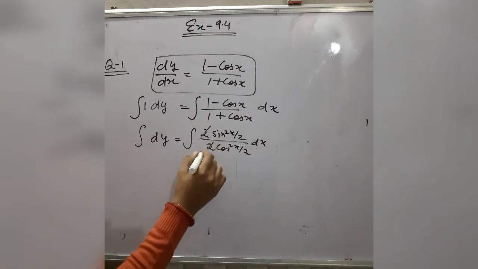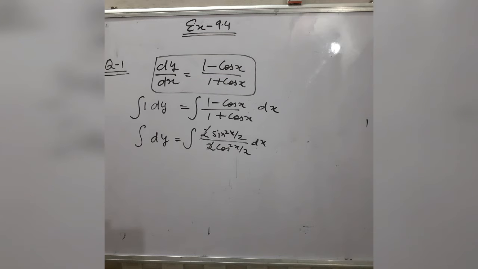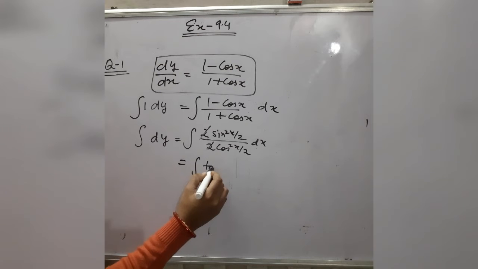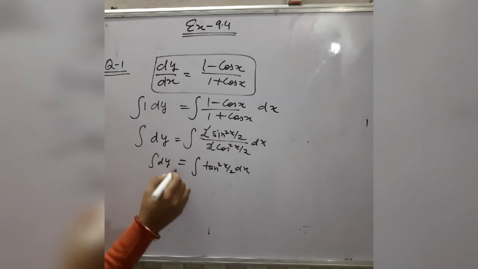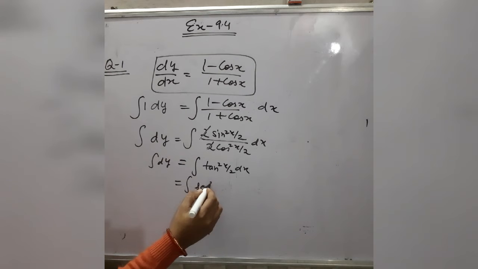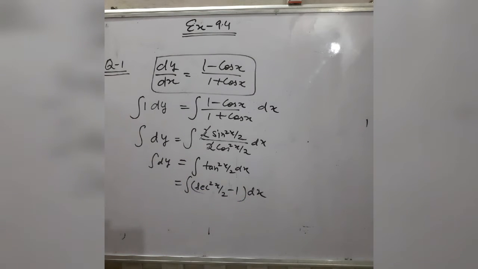and 2 is cancelled with 2. Sin by cos becomes tan, so we get tan square x by 2, and tan square x by 2 can be written as sec square x by 2 minus 1 by using a trigonometric identity. So sec square x by 2 minus 1.